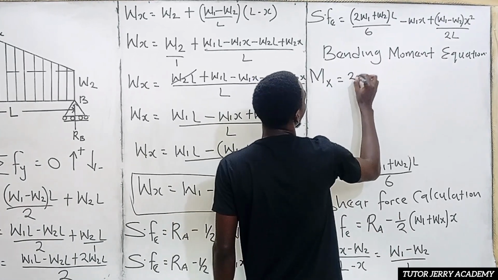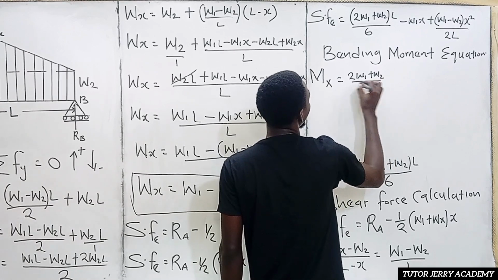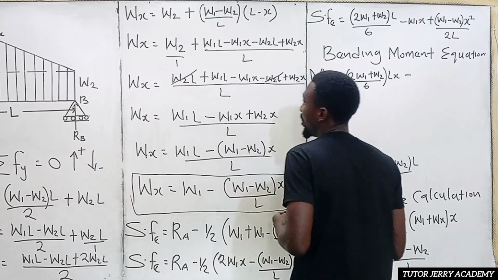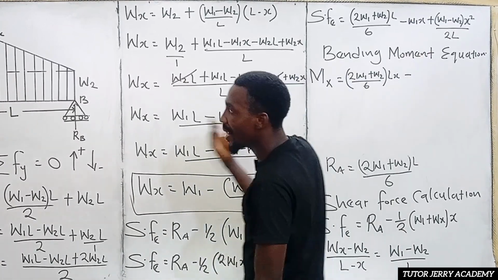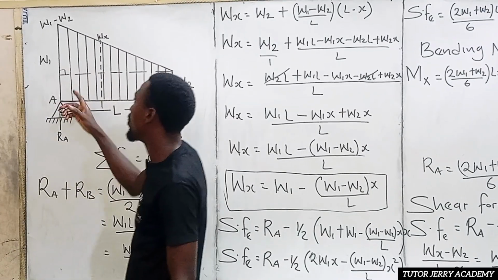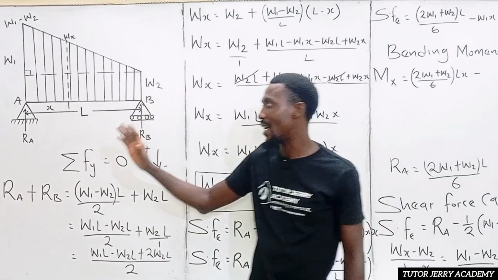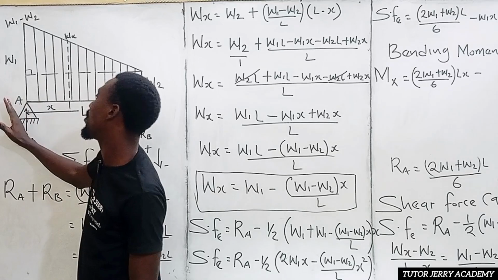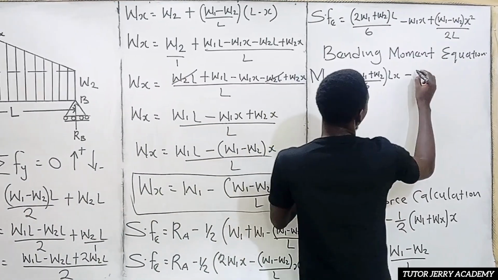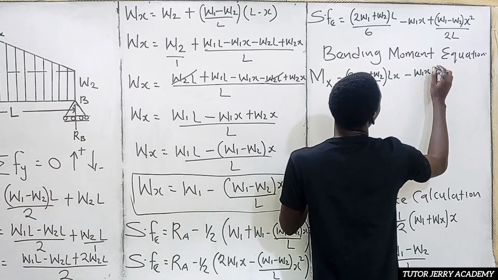We are going to have (2W1 plus W2) all over 6L, multiplied by S. Then minus W1S. When we stand at this section and convert what we have here to a point load, it's going to be W1 multiplied by S, which is W1S. That is the point load from that side, and it acts at S over 2, so we multiply this by S over 2. So this is going to be W1S multiplied by S over 2.